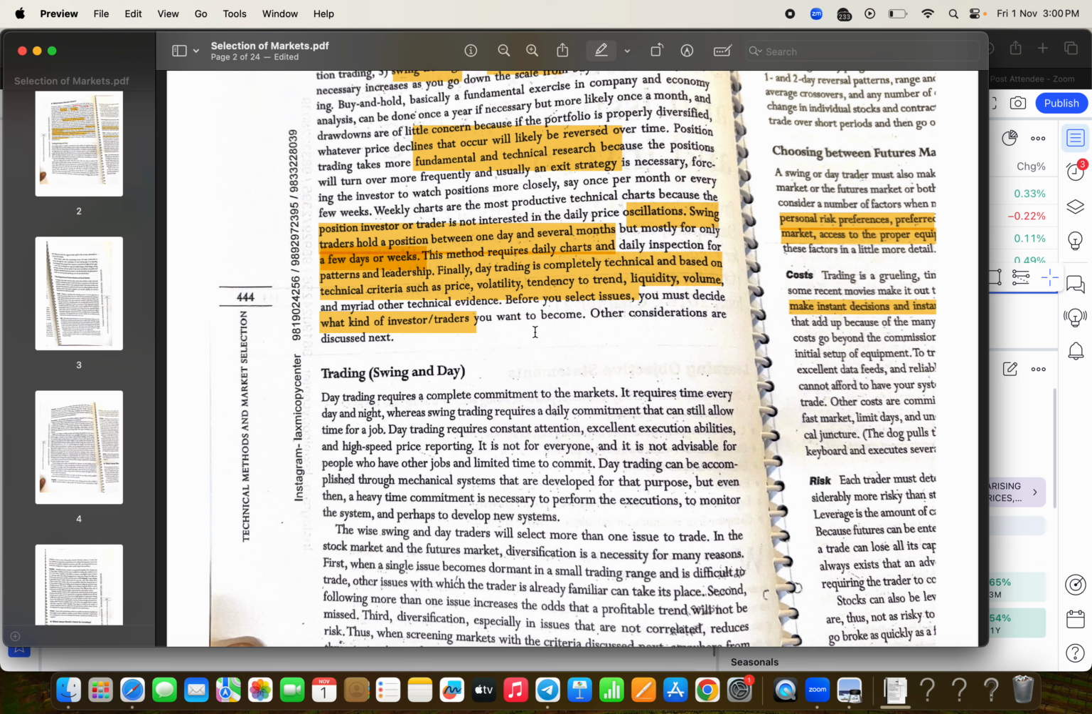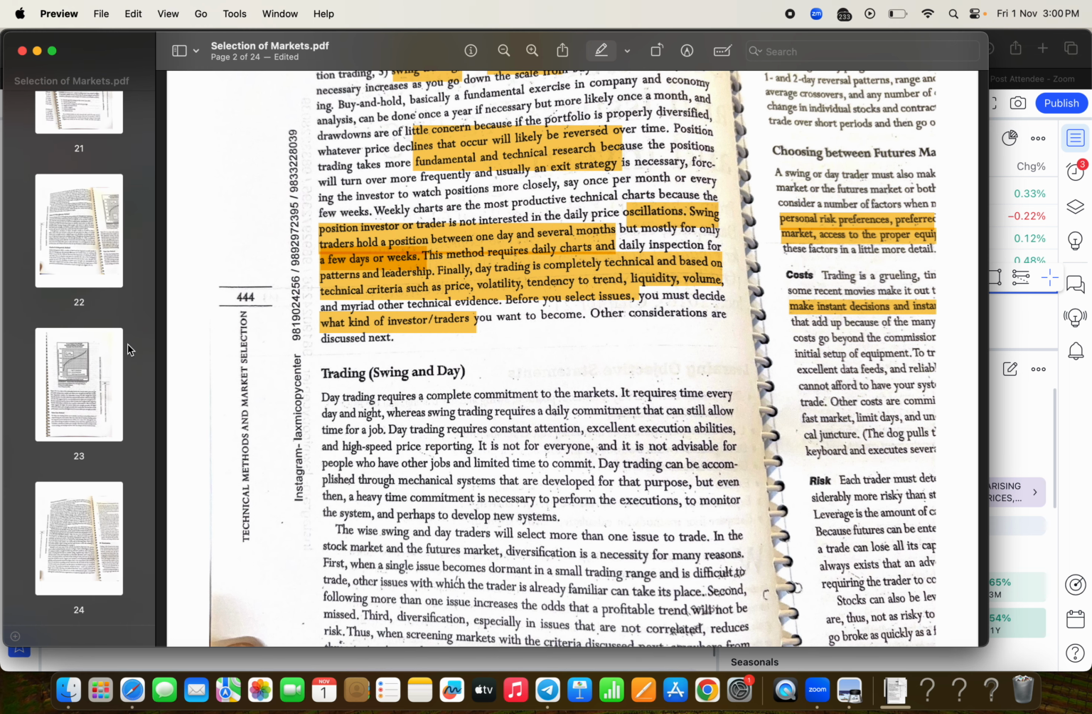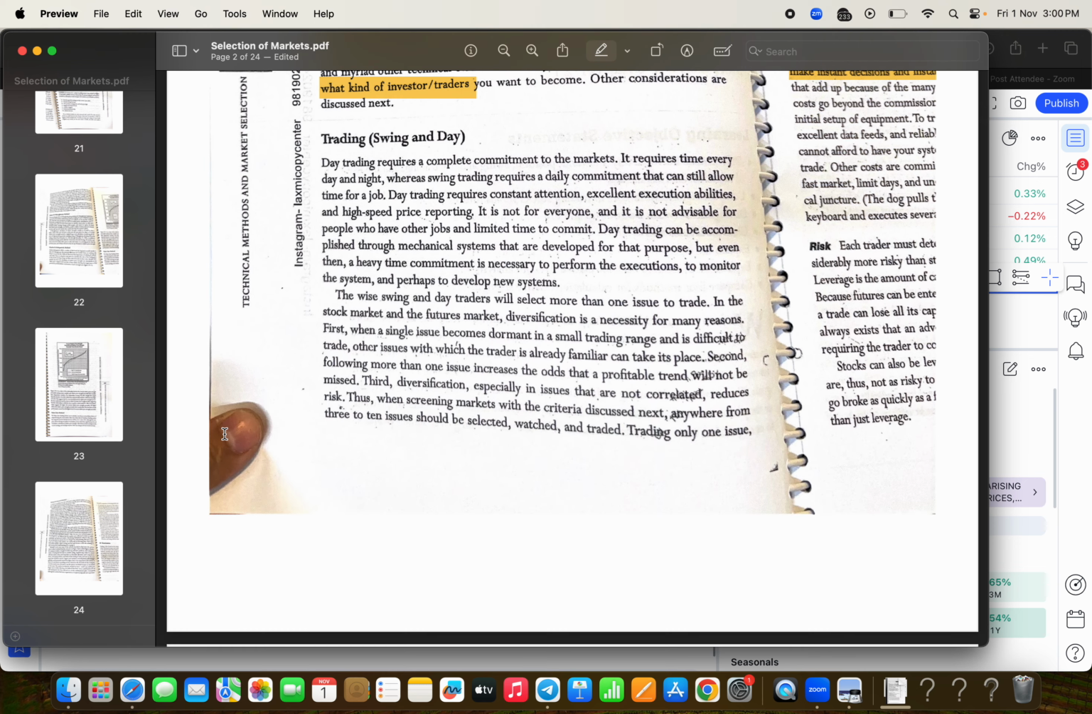So it really depends on your particular mindset, what kind of risk appetite you have, what kind of aim you have, and what your particular psychology is like. Trading, swing and day trading. Day trading requires a complete commitment to the markets. It requires time every day and night, whereas swing trading requires a daily commitment that can still allow time for a job. Day trading requires constant attention, right?